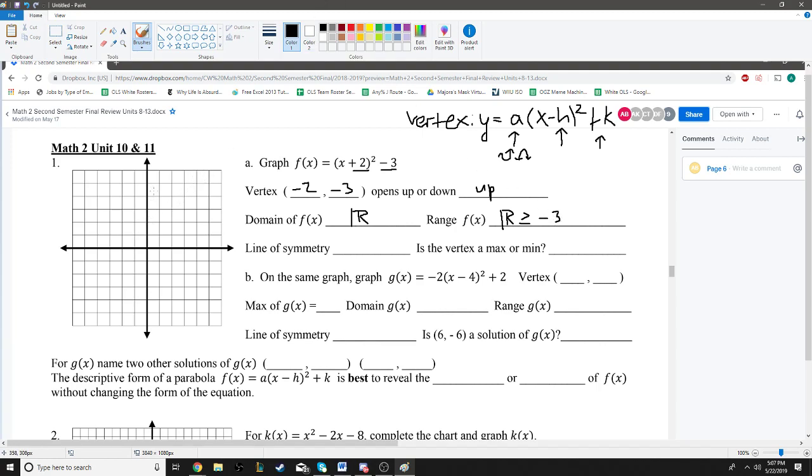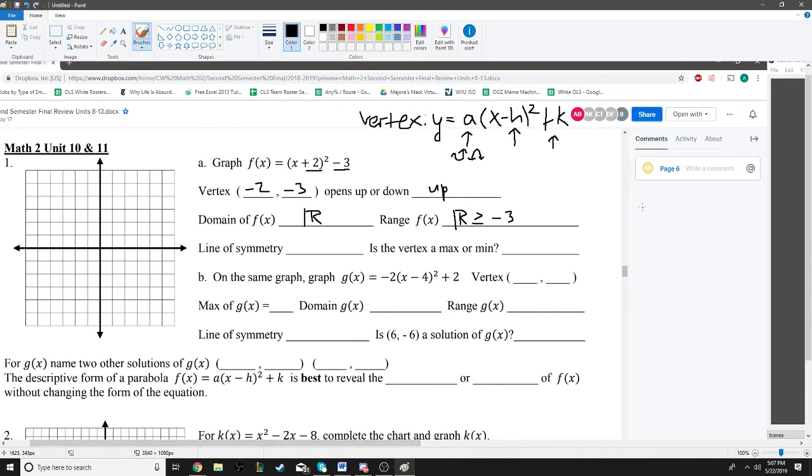So let's take some time to graph it. And while we graph it, we're going to make a table, a t-chart, x comma y. And we're going to put the vertex right in the middle, negative 2 comma negative 3. So two numbers that are less than negative 2 are negative 3 and negative 4. Greater than negative 2 is negative 1 and 0. And we just plug each of these numbers into the function (x plus 2) squared minus 3.